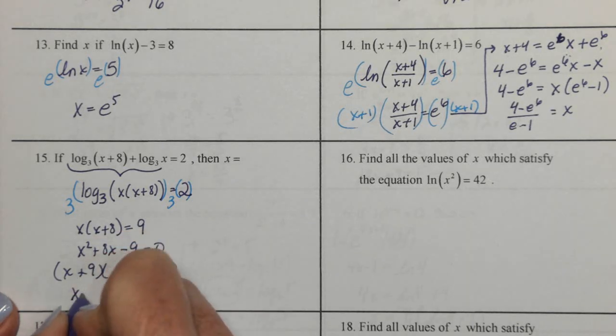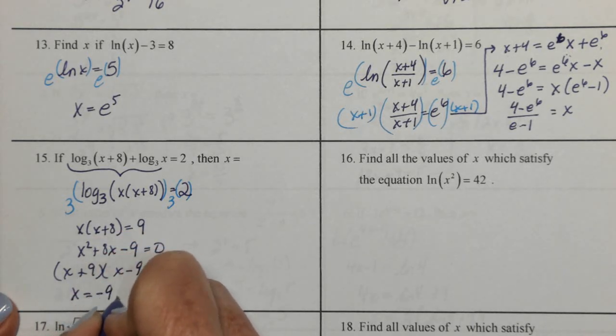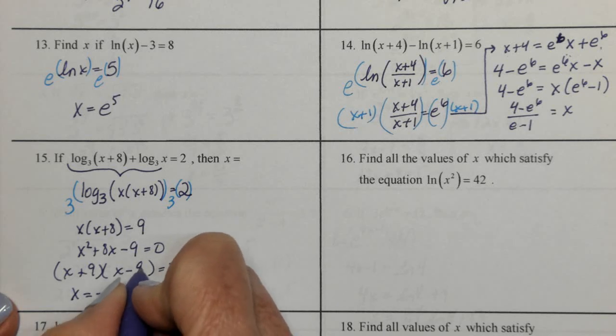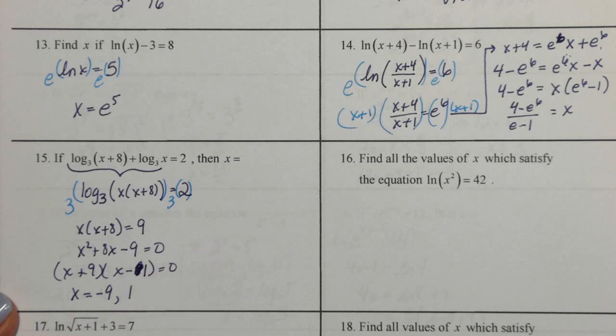And I get x is equal to negative 9 or positive 1. Negative 9 or positive 1. Now, I have a problem with that one. So in class I would pause and say, what is the problem with those answers? Or at least one of those answers.